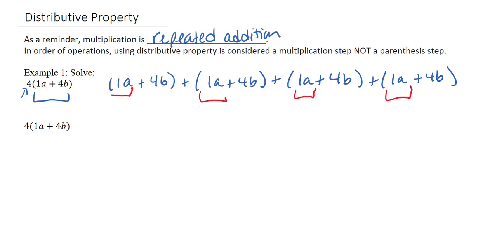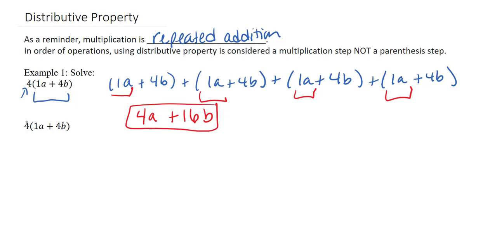If we have 4 1a's, that would be 4a. Then we have 4b, and we have 4 of them, so that would be 4 plus 4 plus 4 plus 4. That's 16, and then just b. That would be writing it all out 4 times and then adding them. But I'm going to show you how we use the distributive property.